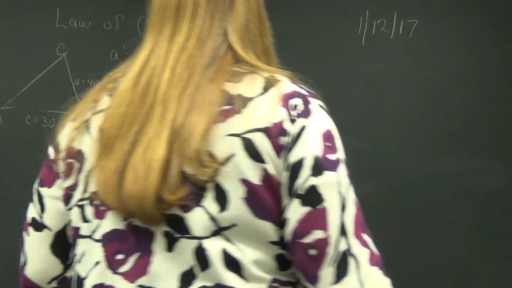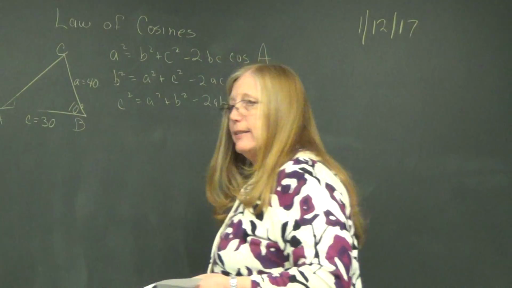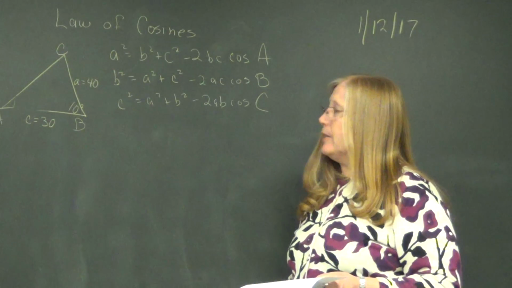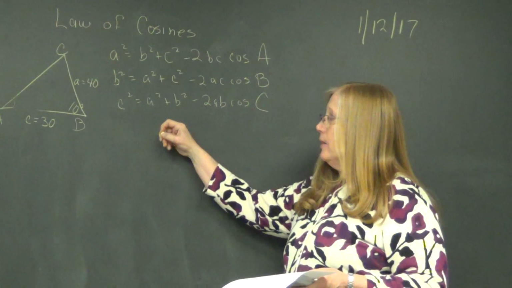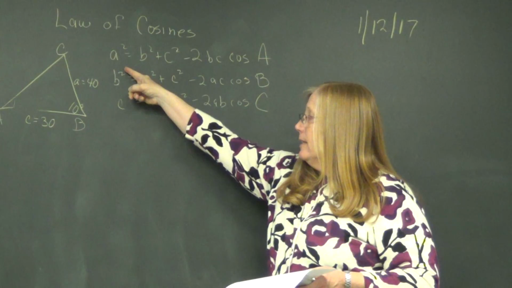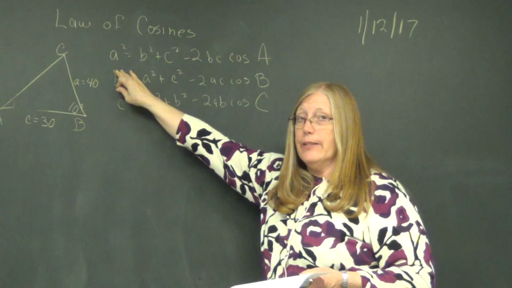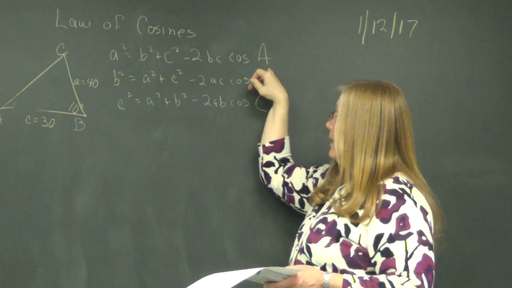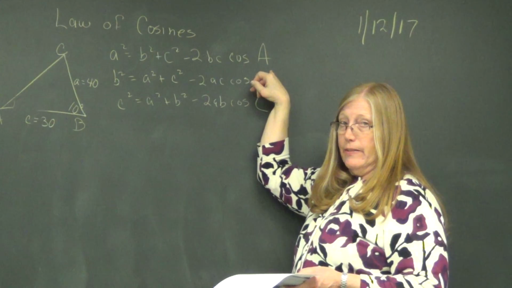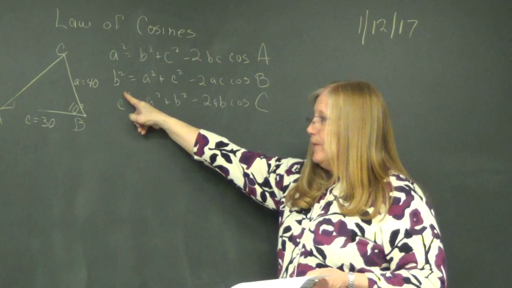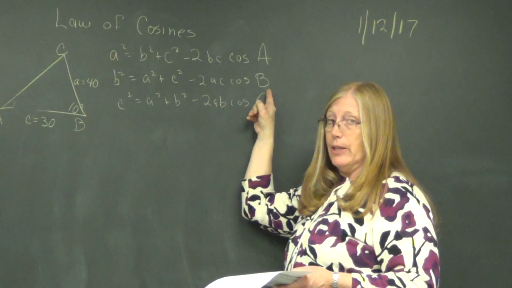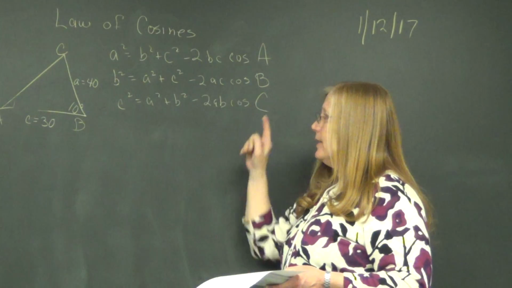Law of cosines. Quick review for us. The law of cosines comes in three renditions. Notice a squared is by itself, the a term is by itself on the left, and it always matches the angle on the very end of the side on the right. When it's b squared by itself, we have the cosine of b, and c squared, c.